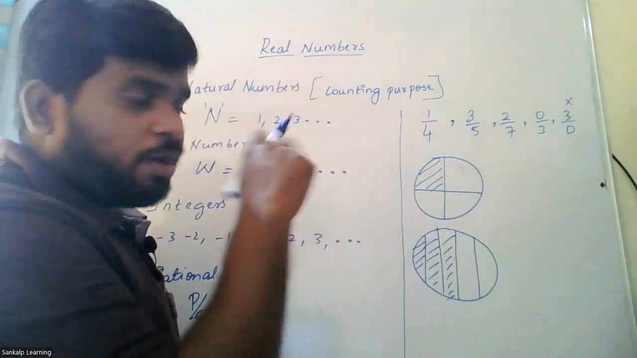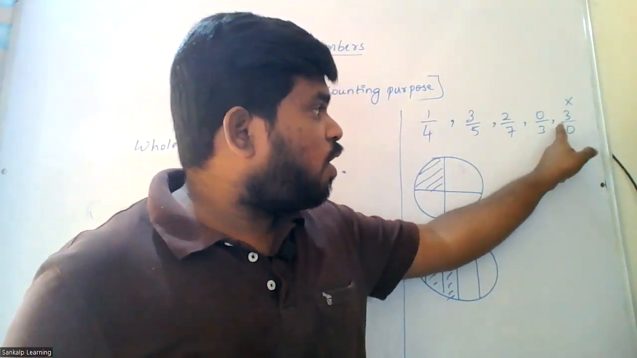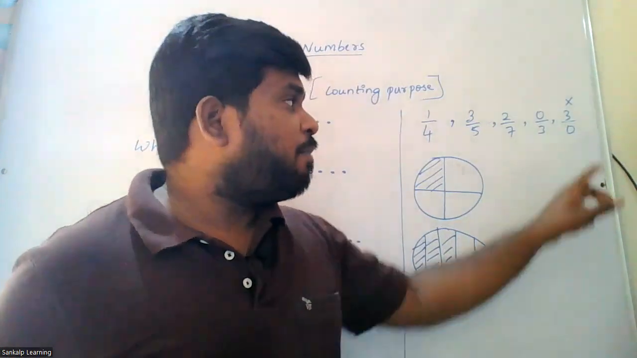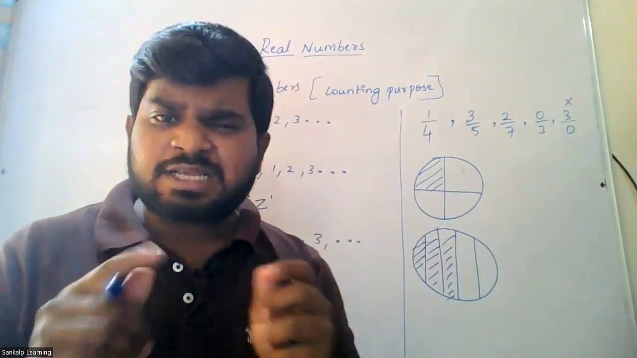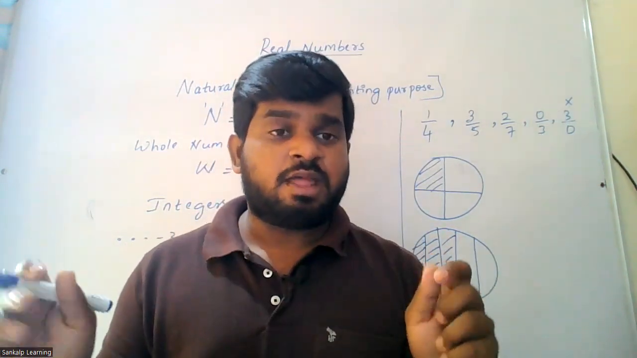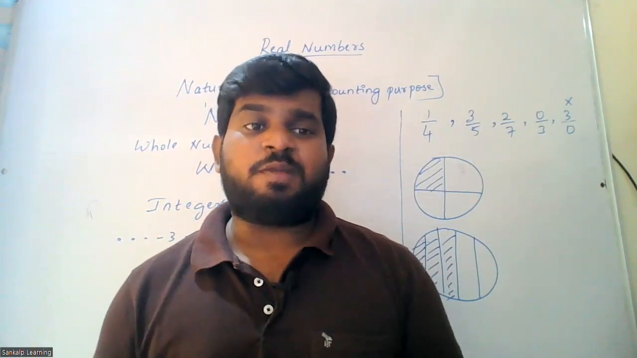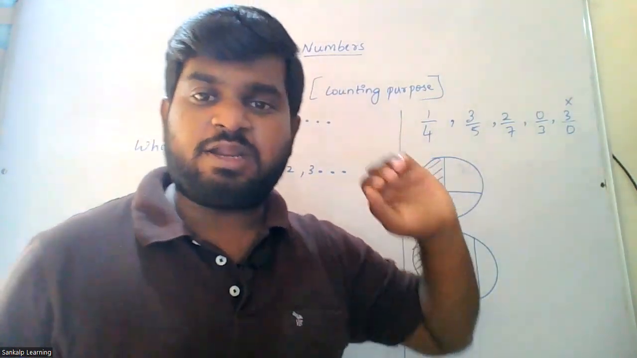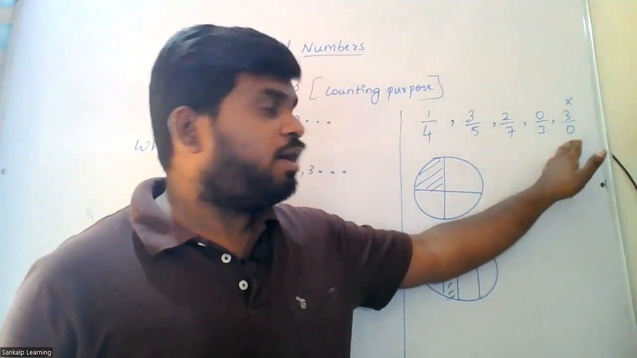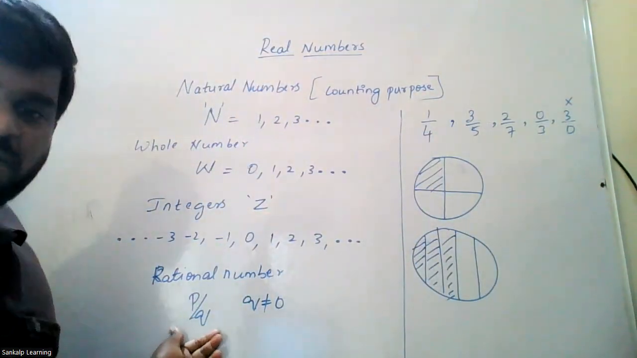Now, what about this 3 by 0? There is a cake which is divided into how many pieces? 0 pieces. The cake is divided into 0 pieces, but I am taking how many pieces out of it? 3 pieces. Does it make sense? We have not divided it at all. But I'm taking 3 pieces out of it. Does it make sense? No. That is why you should not have 0 in the denominator. If you have 0 in the denominator, we say it is not defined. You cannot define this. That is why in rational numbers or in anything, the denominator cannot be 0.